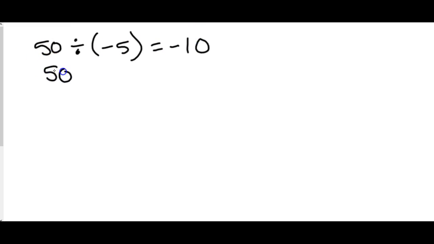So let's do an example. 50 divided by negative 5. Positive 50, negative 5 comes out negative, and 50 divided by 5 is 10. You can also write it with a fraction bar. Fraction bars are just a form of division. So 50 divided by negative 5, still negative 10. Just a different way to write it.